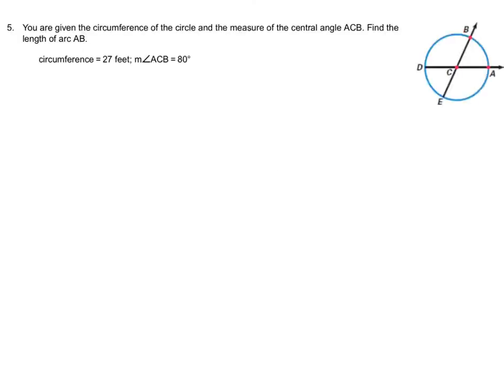Circles. You are given the circumference of the circle and the measure of the central angle ACB. Find the length of arc AB. The circumference equals 27 feet and angle ACB equals 80 degrees.